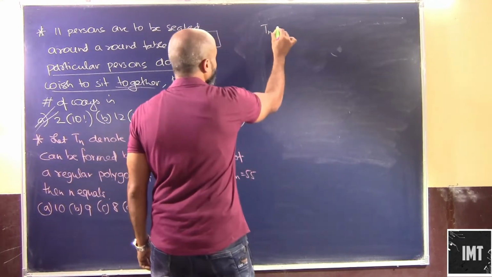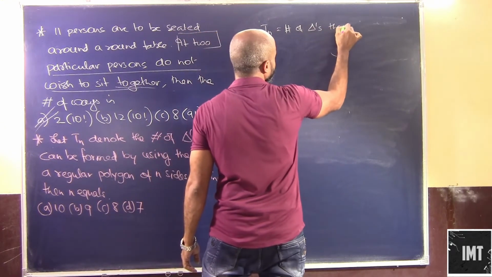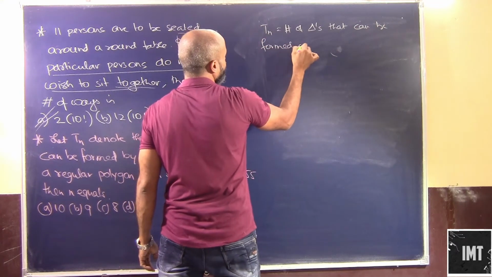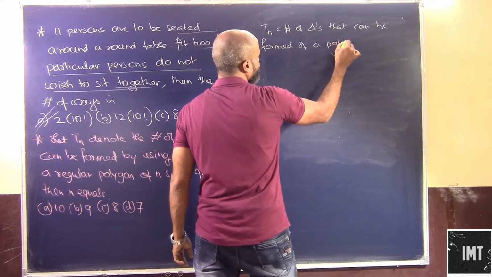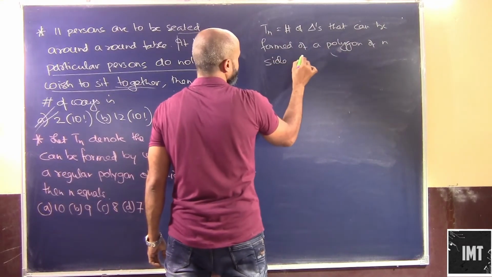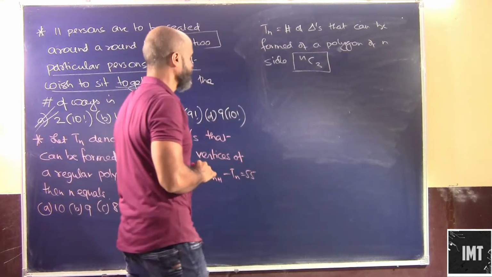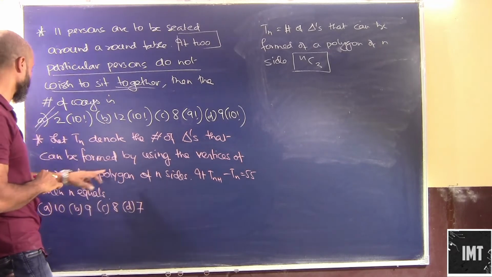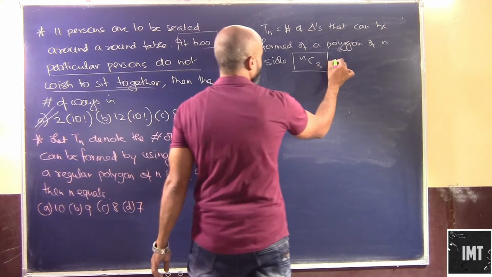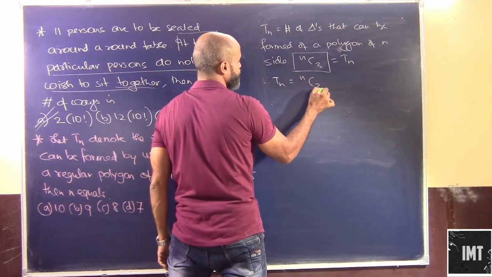The number of triangles that can be formed by a polygon of n sides, that is how much? That is nc3. Okay, this is nc3. The number of triangles that can be formed by using the vertices of a regular polygon of n sides. Therefore we can say that Tn basically denotes nc3.